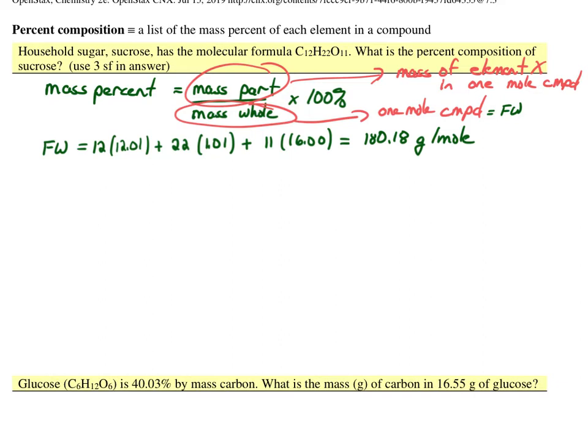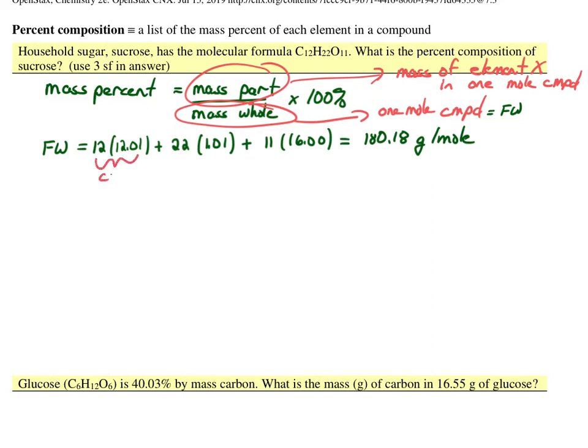So here we've calculated the formula weight of sucrose. We had 12 carbon atoms, each weighing 12.01. We got this from the periodic table. 22 hydrogens and 11 oxygens. So we're able to calculate this way the mass of an entire mole.